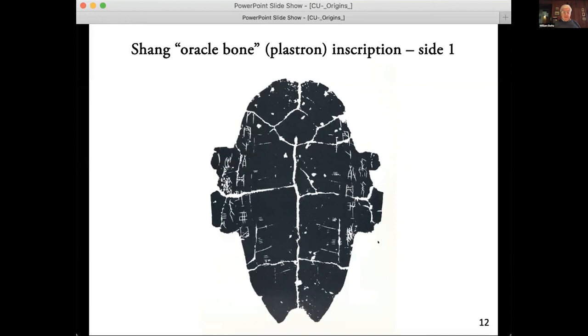Last thing I'll say, and then we can turn it over to the next speaker. The last thing I'll say is another feature of this that, from an art historical point of view, is interesting: the symmetry. The cracks are symmetrical, the inscriptions are symmetrical. The plastron is probably chosen because of its symmetry, and that probably is important. It's open to your imagination to decide how it's important or what the implications are, but at least it's important.